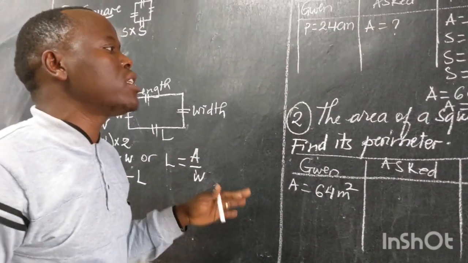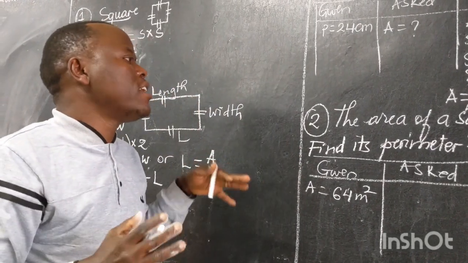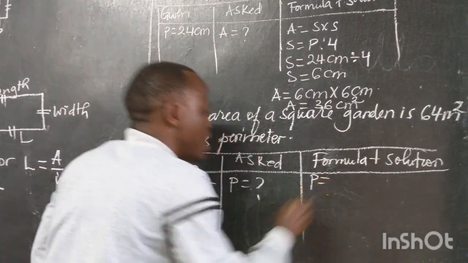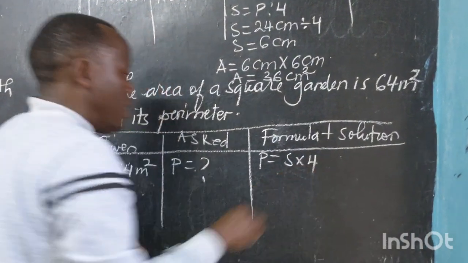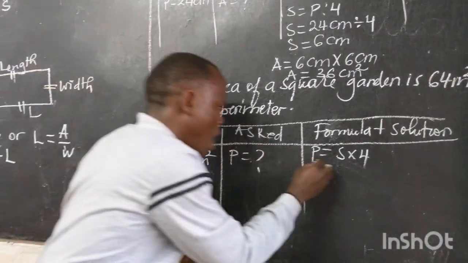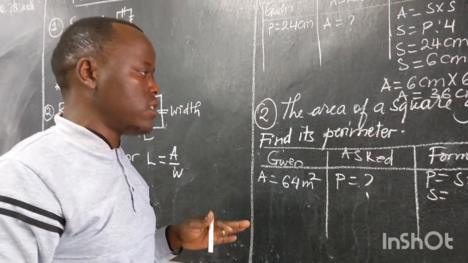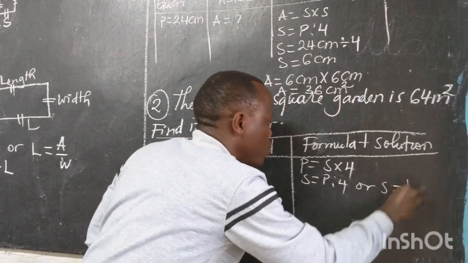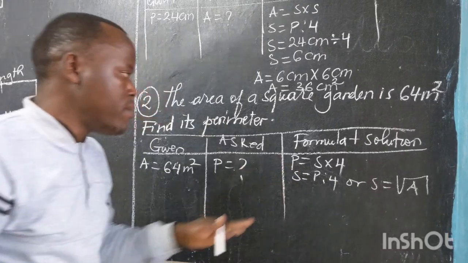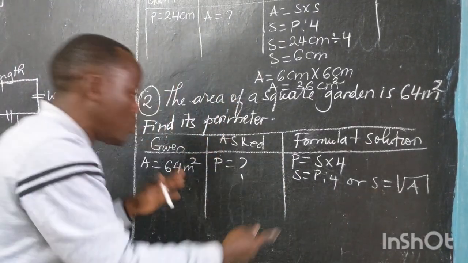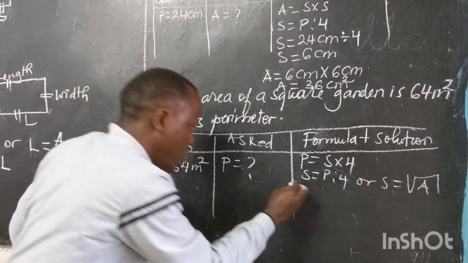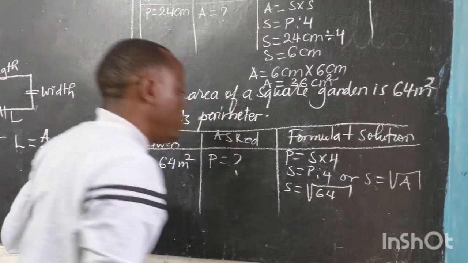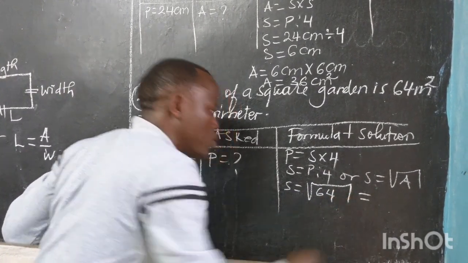You cannot find the perimeter from area when you don't have side. What is asked is perimeter. And you know, by applying the formula, perimeter is equal to side times 4. But you don't have side. You first look at the side. How do you find side? As we have said previously, side is equal to perimeter divided by 4, or side is equal to square root of area. So the formula we are going to apply here is this one, because they give us area in the question. So therefore the side will be equal to square root of 64, and what you will get will be considered as a side.